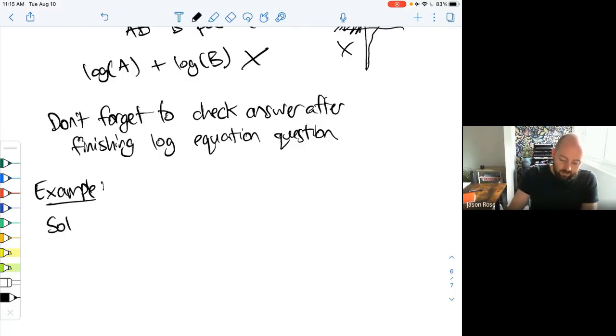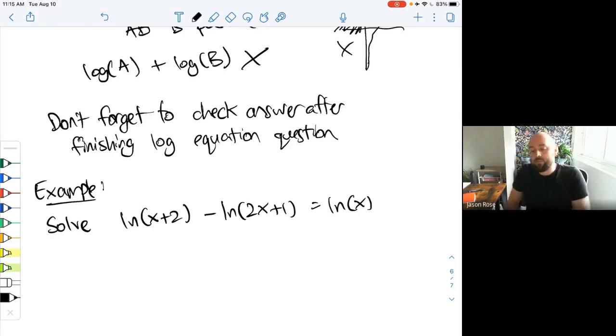So let's say we have to solve the natural log of x plus 2 minus the natural log of 2x plus 1 equals the natural log of x. There's a couple of options here. We could simplify the left side, and since they have the same base, we can say if log of A equals log of B, then A equals B. Or we could bring the log x across to the left side, simplify it all into one log, and work it that way. Both of those are options to solve this problem.